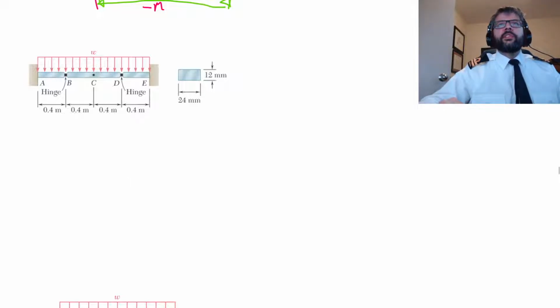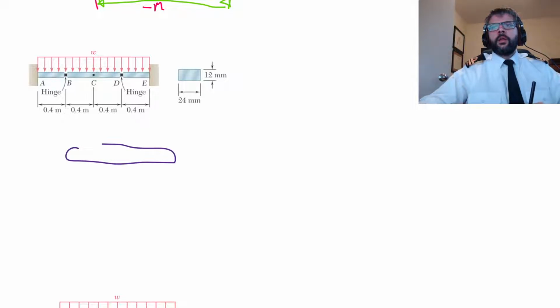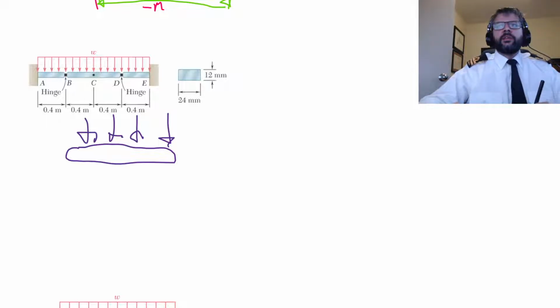Since we have those hinges there, if we break this up, looking at this section here, BCD, we can just draw a free body diagram of that. We've got that weight there, and then we're going to have a reaction. The hinge at B is going to be pushing up on this thing, and the hinge at D is going to be pushing up on this thing.